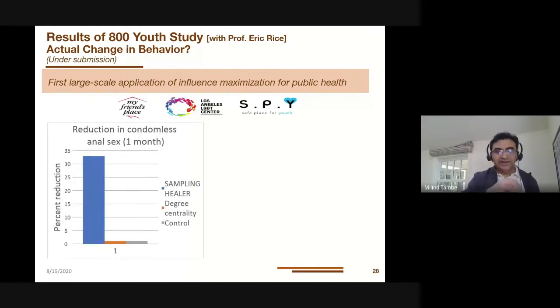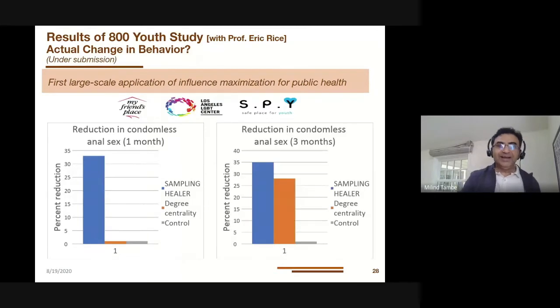So here's what happened at the end of 1 month in terms of reduction of risky behaviors with respect to HIV. For reduction in condomless anal sex with sampling healer, which is our algorithm, you can see that there's a 30% reduction. But with degree centrality or the control group, where there was no intervention run at all, no information spread at all, you can see that there is no change. So our algorithm is far more effective in spreading HIV information and in causing behavior change. At the end of 3 months, the degree centrality approach began to catch up, but it's still not quite as good.